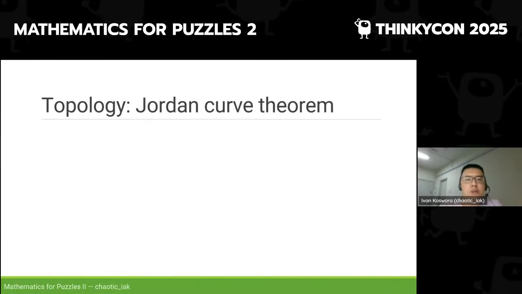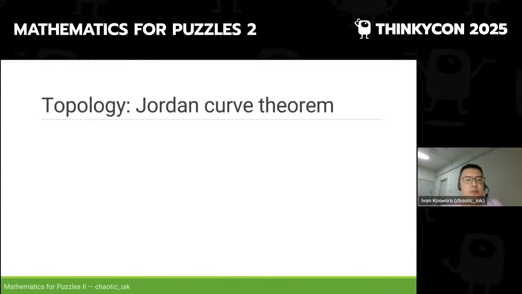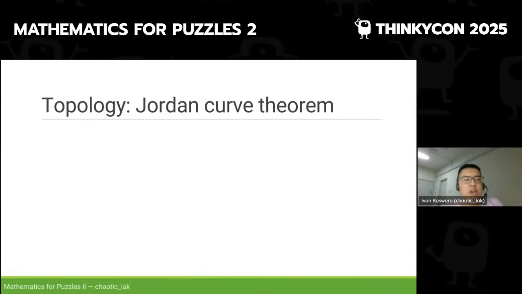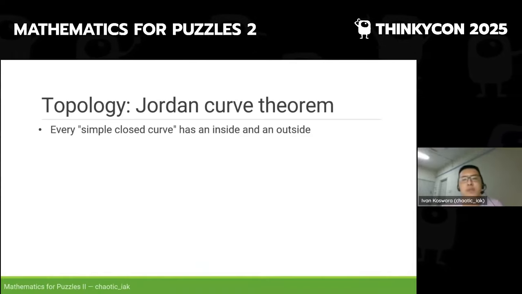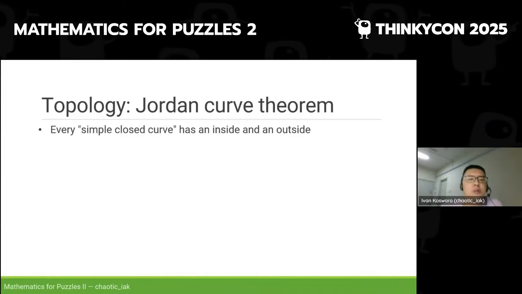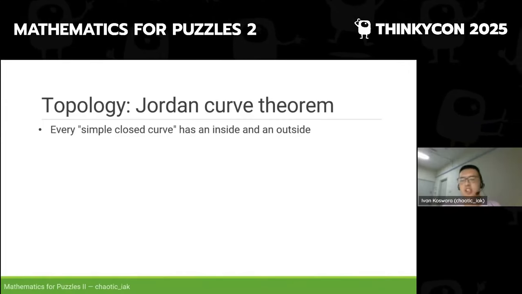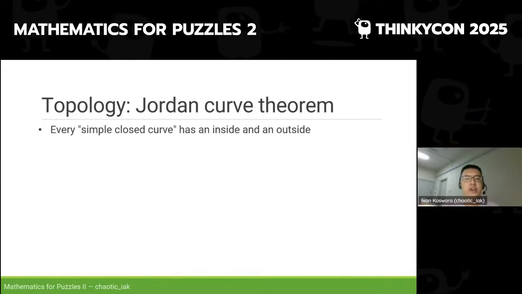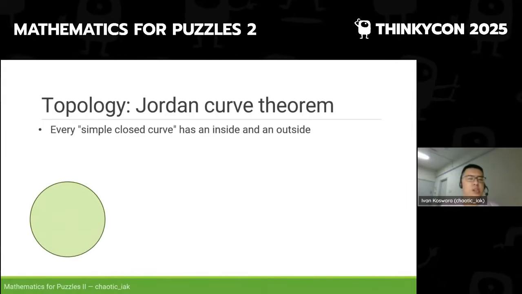What we want to talk about is the Jordan curve theorem from the field of topology. So what does this theorem say? It says every simple closed curve has an inside and an outside. So I think you can think of what a curve is. It's just a line you can bend, or it can have turns or whatever. Closed just means it doesn't have loose ends.